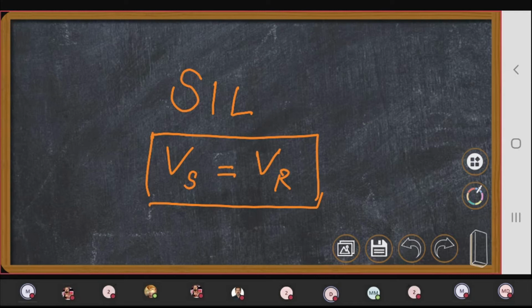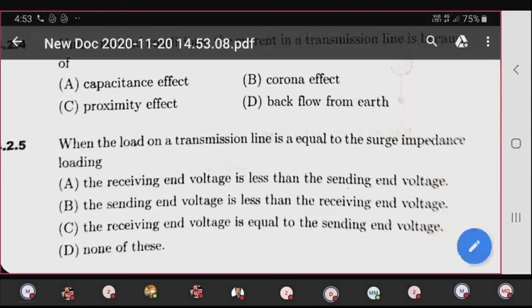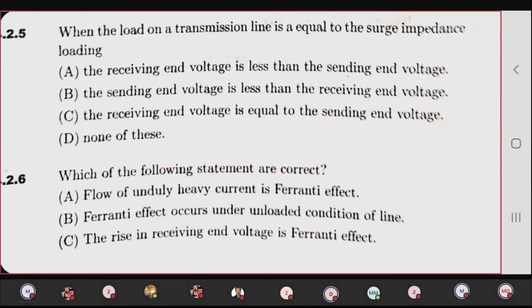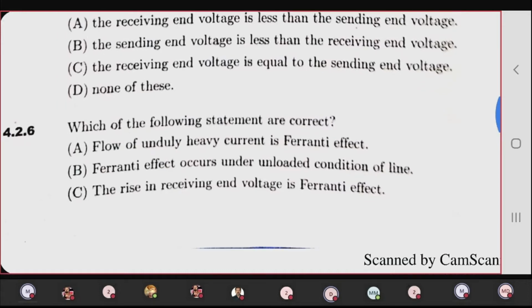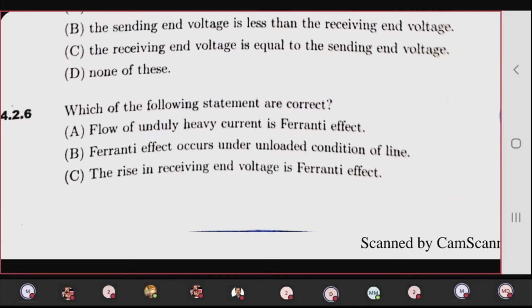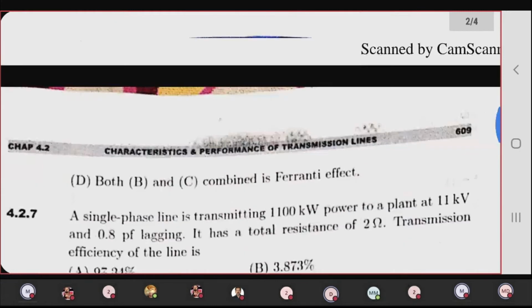The next question is based upon the Ferranti effect. If you are aware of Ferranti effect, it's easier to answer. Which of the following statements are correct? A, a flow of unduly heavy current is Ferranti effect. B, Ferranti effect occurs under unloaded condition of line. C, the rise in receiving end voltage is Ferranti effect. And option D, both B and C combined is Ferranti effect.